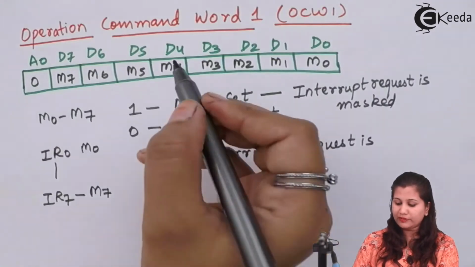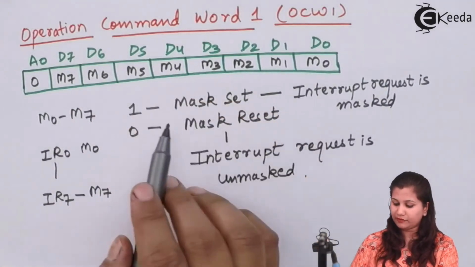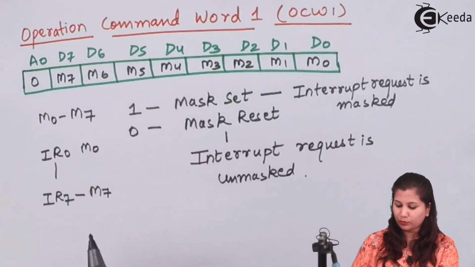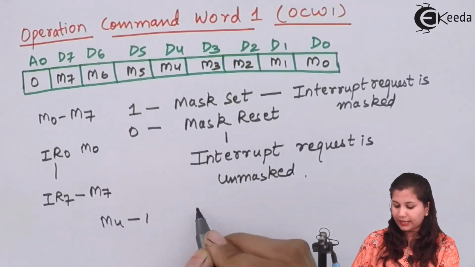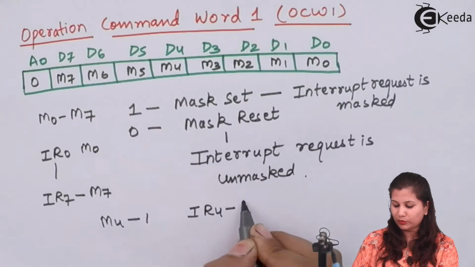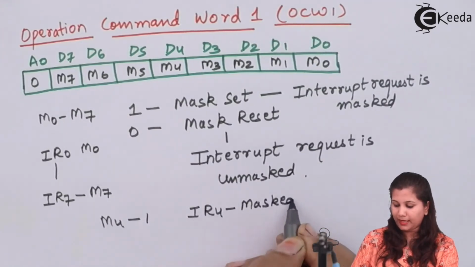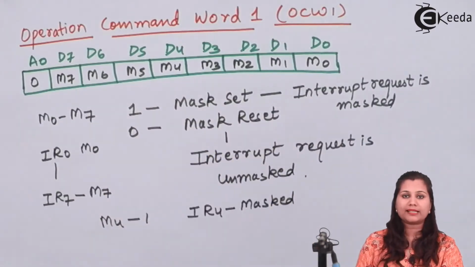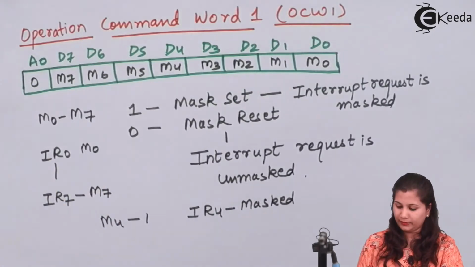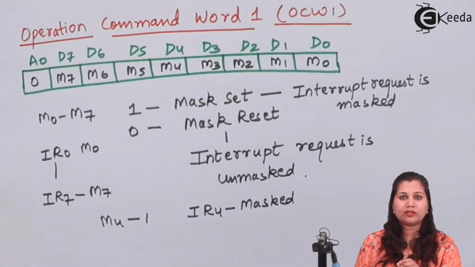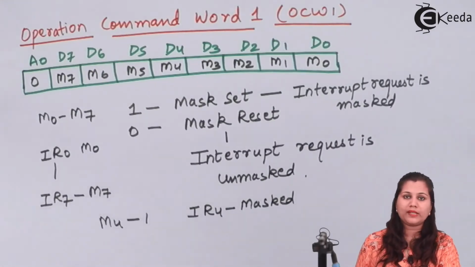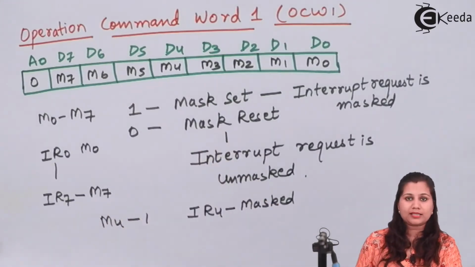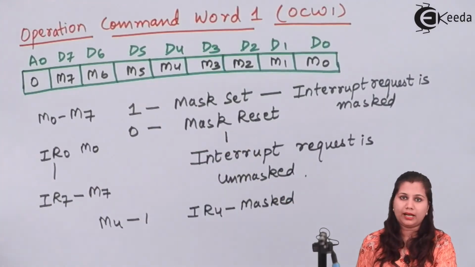Suppose M4 is set, meaning it is masked, its value is 1, then the IR4 interrupt request will be masked, and all the others, if they are 0, are unmasked. So this masking and unmasking of the interrupt requests can be done using the operation command word OCW1. You just have to set the corresponding bit of that interrupt request so that it will be masked, and if it is reset, then it will be unmasked.